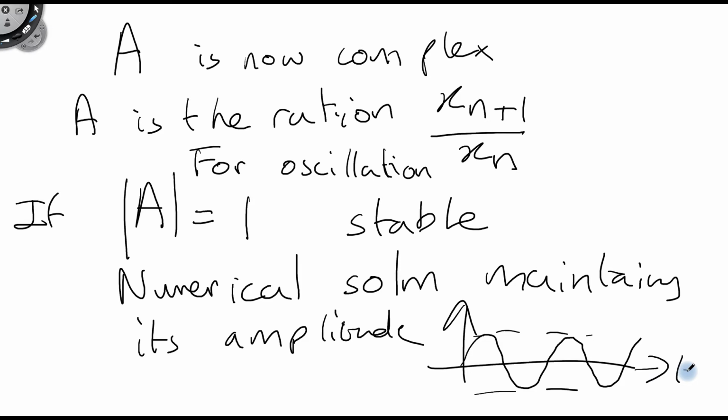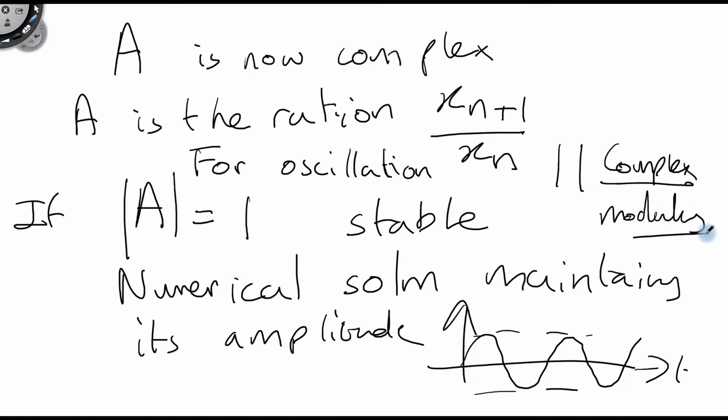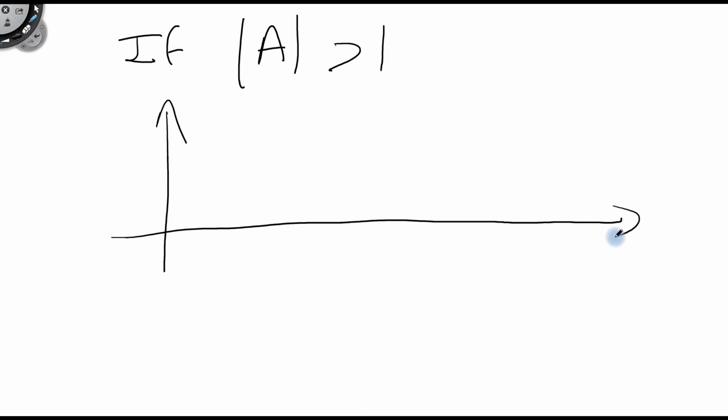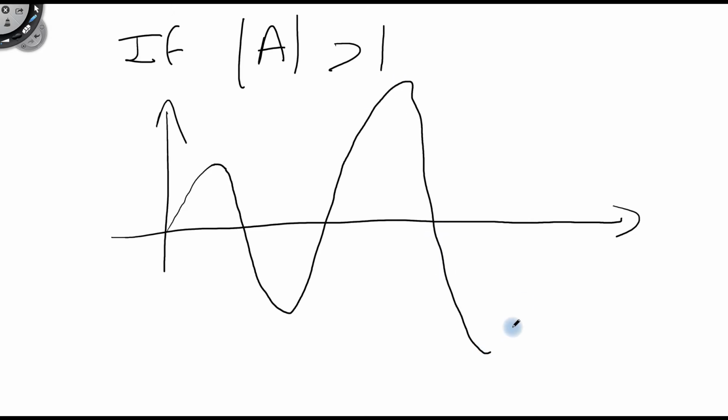Okay, but conversely, don't forget, those two things are complex modulus, not absolute value. Conversely, if the complex modulus of A is greater than 1, we have a solution that grows. So that means the amplitude of the solution will grow in time. Something like that.